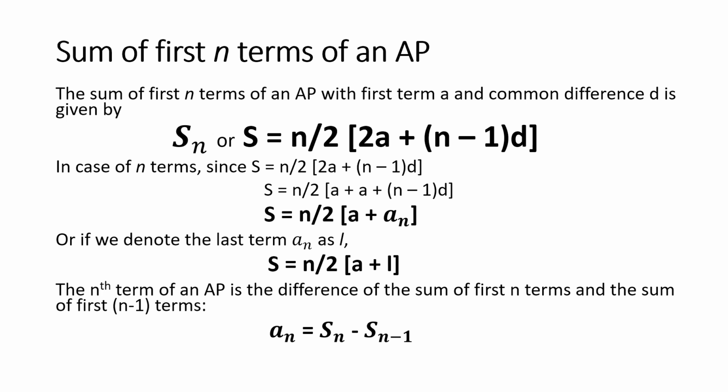Suppose if we denote an the last term as L, then S can also be written as S is equal to n by 2 A plus L. Also, the nth term of an arithmetic progression is the difference of the sum of first n terms and the sum of first n minus 1 terms. Means Sn minus Sn minus 1.